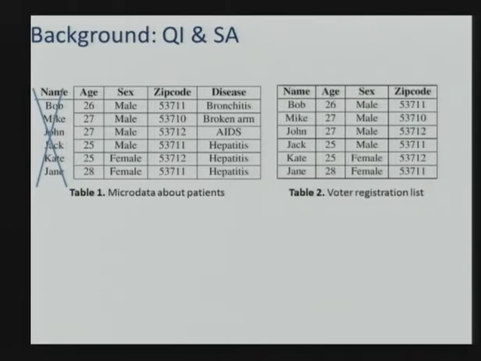For example, the table without the identity can still be linked to the voter registration list. The voter registration list is a kind of external public database. These two tables can be linked by age, sex, and zip code. In such a way, we can identify the disease of Bob. We can see that Bob suffers from bronchitis.